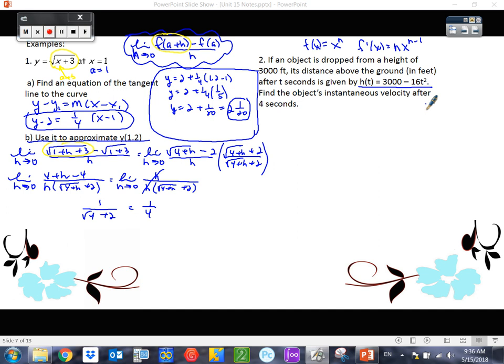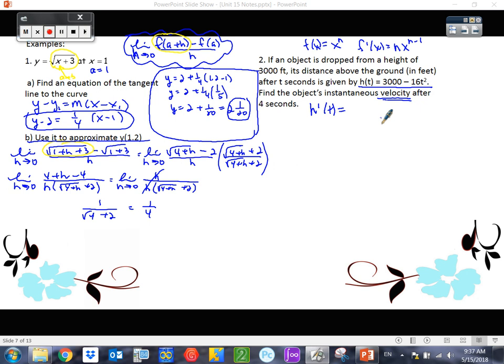All right, so let's first find our derivative. We know we get instantaneous velocity from the derivative of the position. So I need to take the derivative. So h prime of t equals. The derivative of 3,000 is 0.